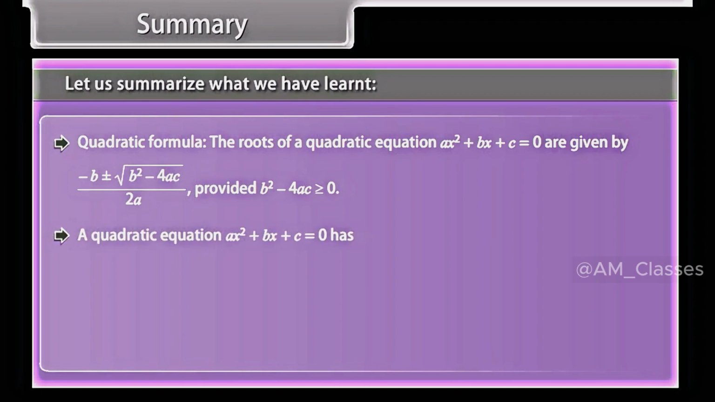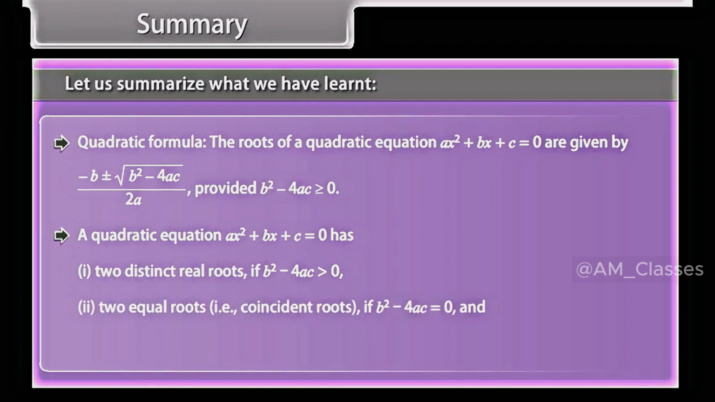A quadratic equation ax² + bx + c = 0 has 1. Two distinct real roots if b² − 4ac is greater than 0, 2. Two equal roots, that is, coincident roots, if b² − 4ac is equal to 0, and 3. No real roots if b² − 4ac is smaller than 0.